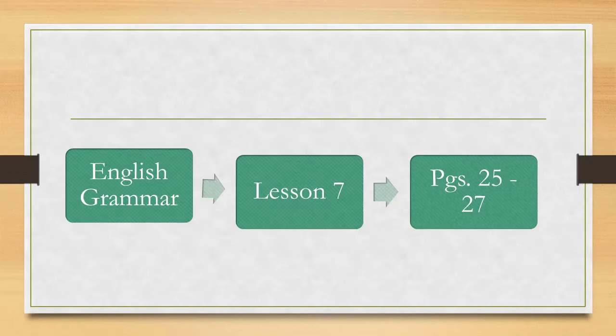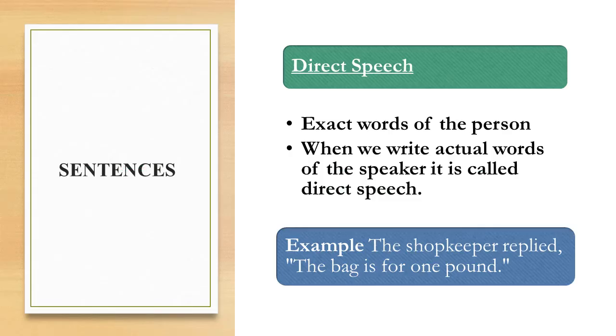Direct speech is said to the sentences that are the exact words of the person who speaks, or exact words of the speaker. For example, you are telling others about something that someone else has told you, and you are going to speak in the same words that someone else has spoken. So this will be direct speech. Like when we write actual words of the speaker, you can look at the example. The shopkeeper replied, "The bag is for £1."